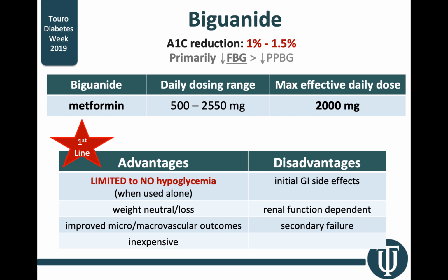In terms of disadvantages, initially, patients might get some GI upset, like vomiting, diarrhea. This medication is renally cleared, so as I mentioned earlier, if the renal function is low, we need to be careful. And if it's really low, we need to stop the medication. And we've seen some secondary failures. So that means some patients might not respond to this medication.